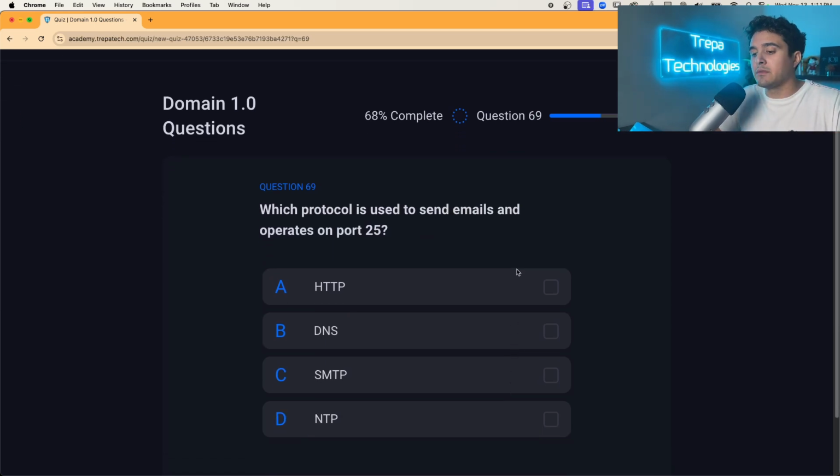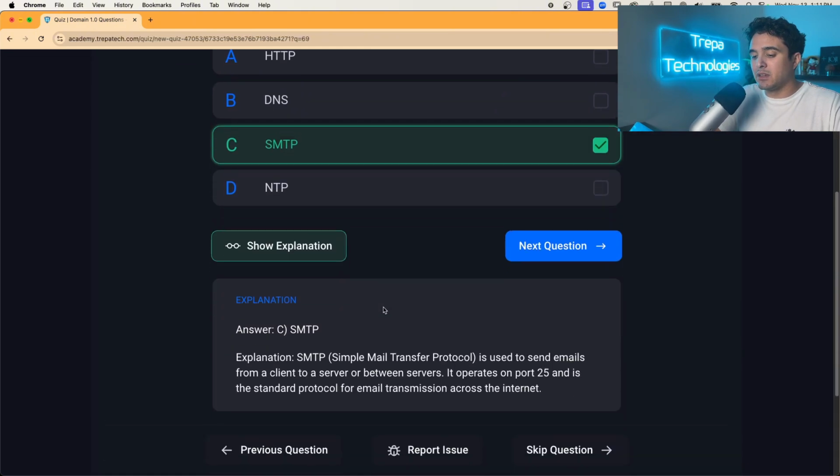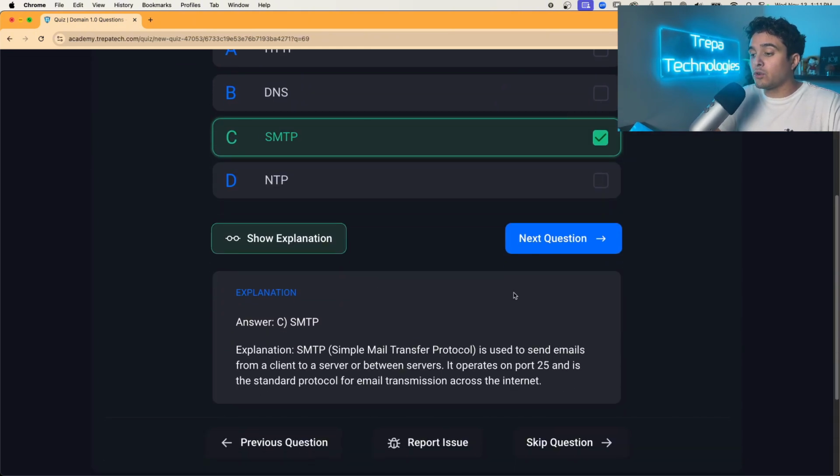Question 69. Which protocol is used to send emails and operates on port 25? That's going to be SMTP, the Simple Mail Transfer Protocol. Go ahead and pause the video if you'd like to read the explanation.